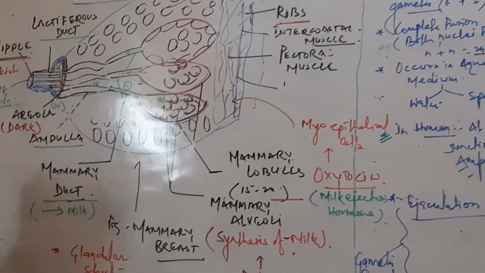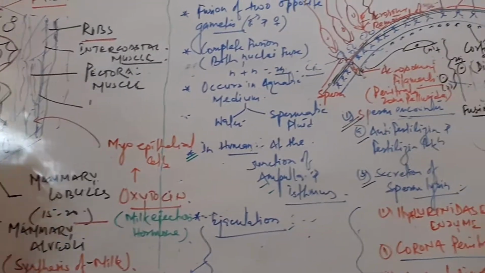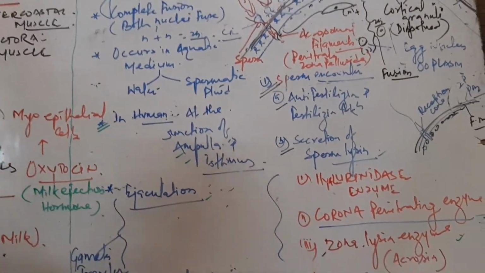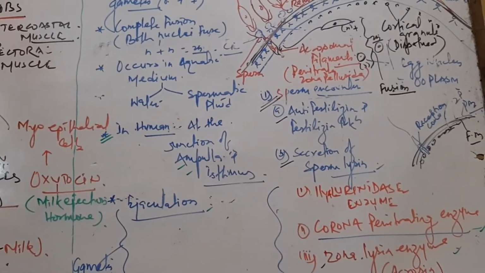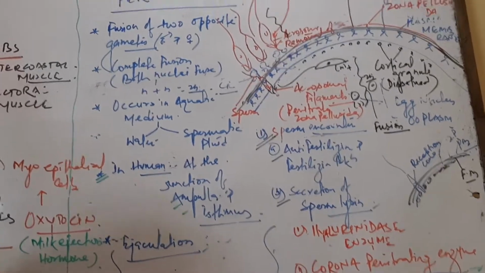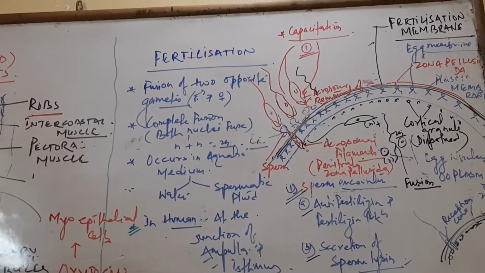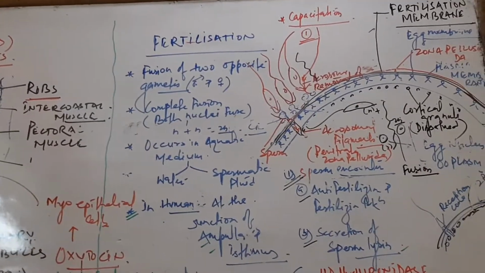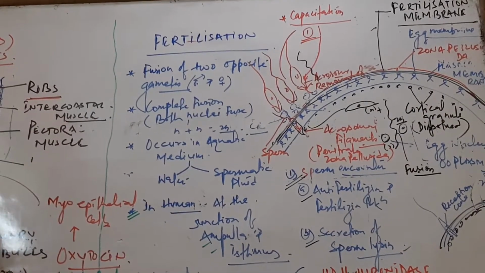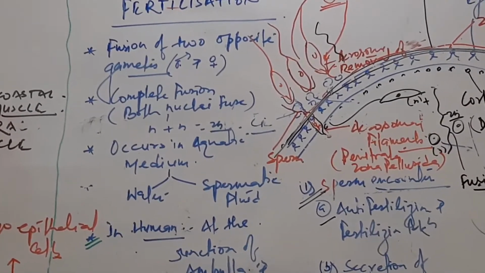So now come to what is fertilization. This is all about the mammary glands, and now come to fertilization. Fertilization is just the fusion of two opposite gametes. It's a fusion of the male and female gametes.